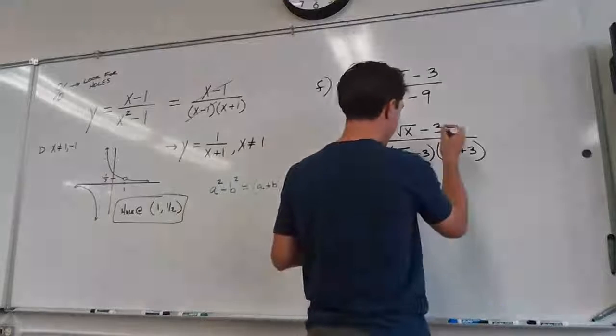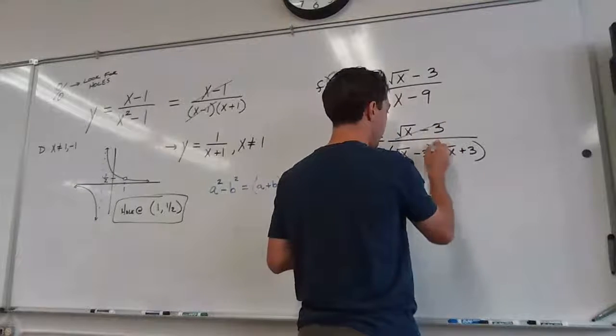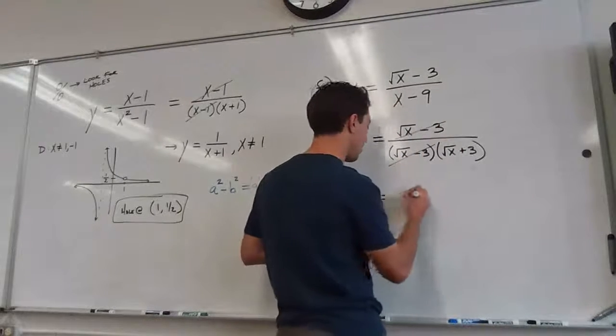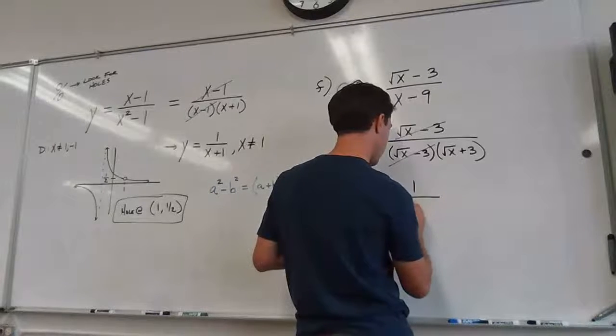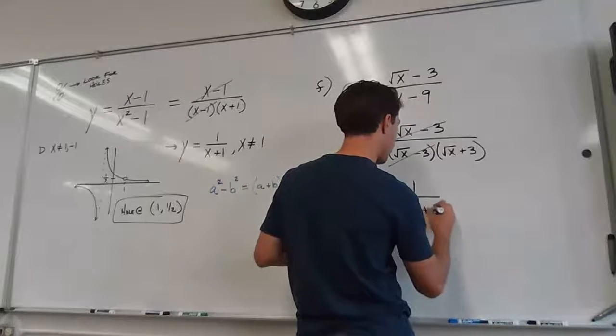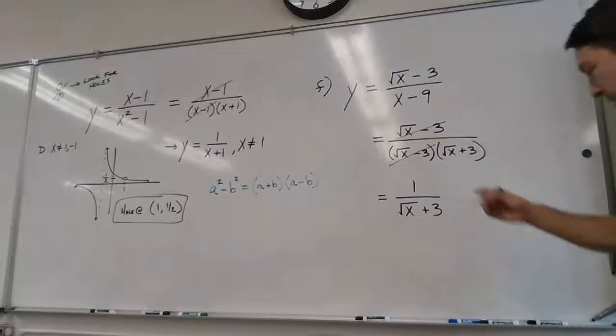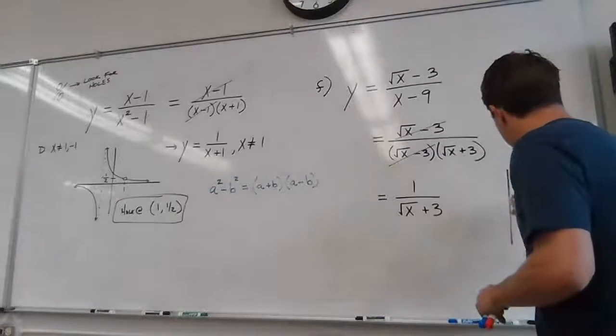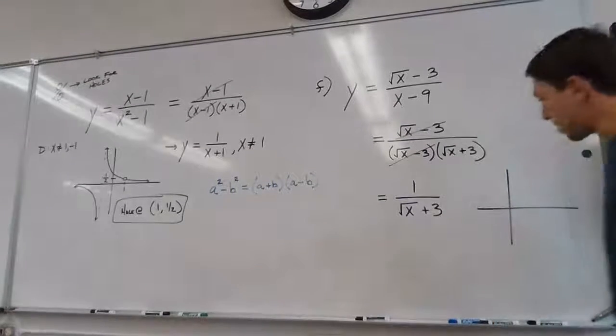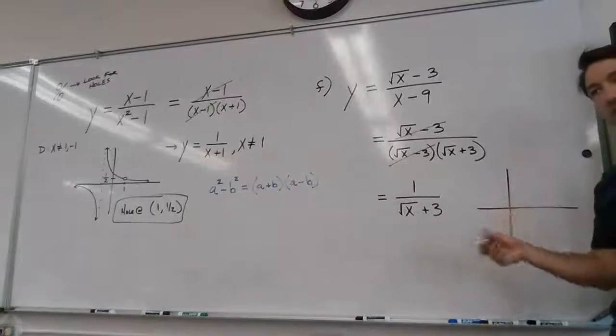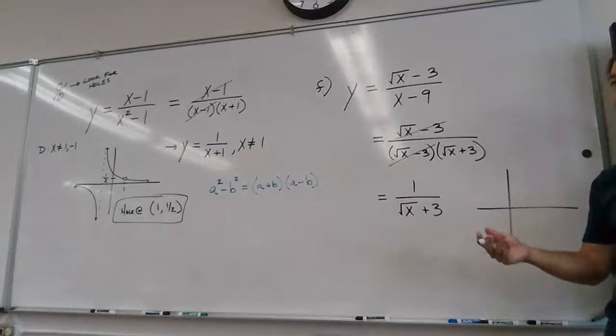Anyway, yes, Trey is 100% correct. These cancel out. And we have 1 over root x plus 3, which is a weird looking graph. If you thought, oh, I'll just take the 1 over root x function and shift it, that's not quite what's happening here.